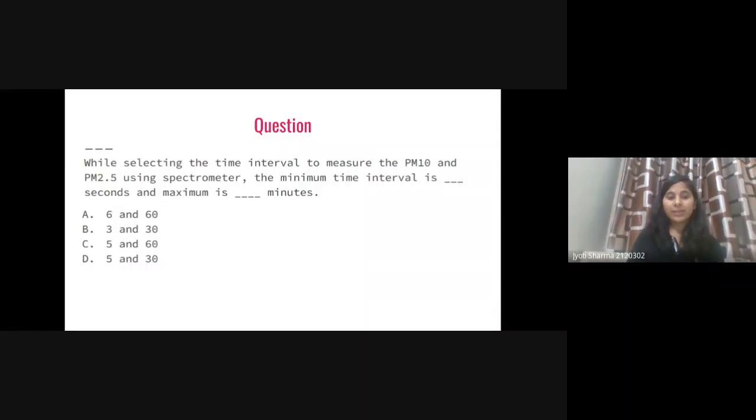So what is the minimum time interval and what is the maximum time interval? The A answer is 6 and 60. The B is 3 and 30, then 5 and 60, and 5 and 30. I think this is the last question.